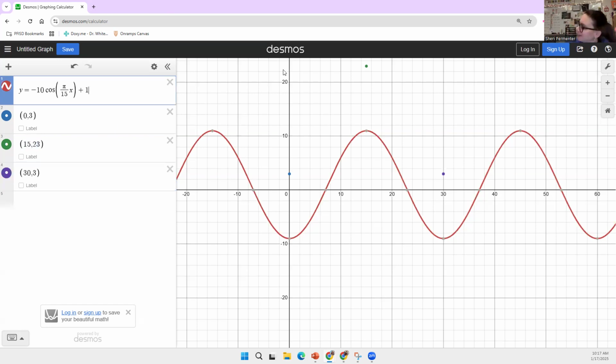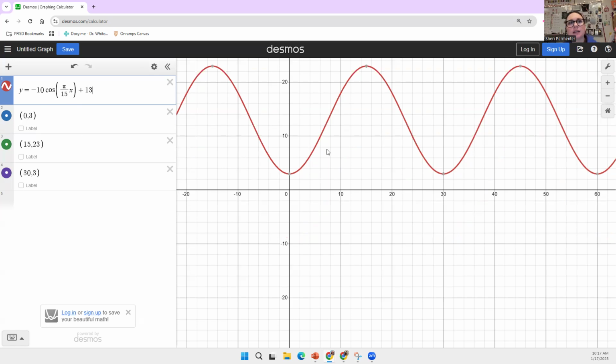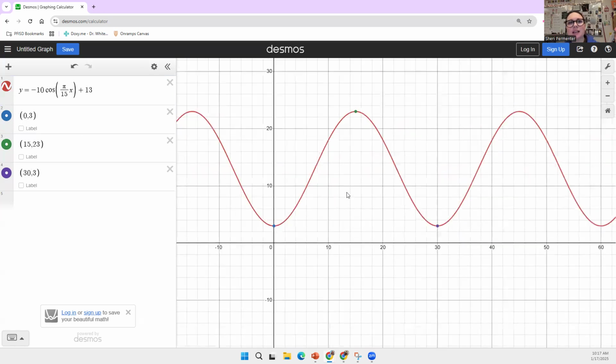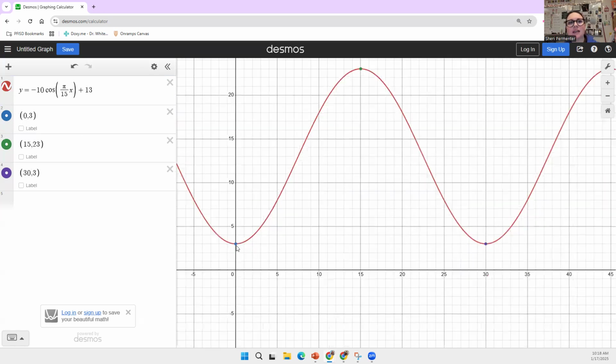Oh, what did I do in my equation? I typed it in wrong. Yeah, this is kind of what I was doing yesterday. I was like, I know that I have it written down correctly. It is not matching. And so here I'm double checking my equation now. I should have -10 cosine pi over 15 x plus I should have 13, not 3. Now, do my points match up? Yes, and yes, and yes.